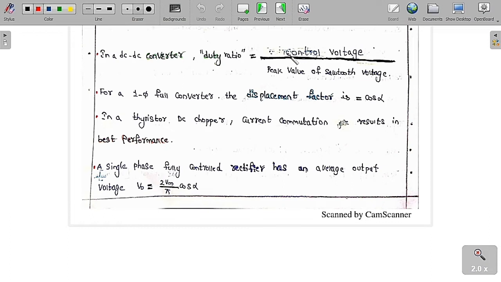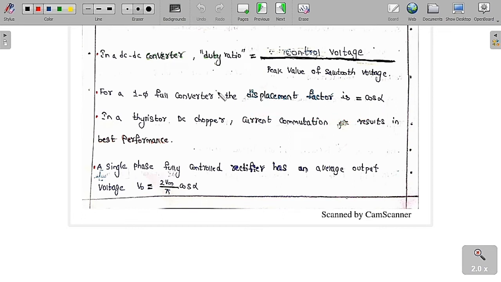So the ratio of control voltage by peak value of sawtooth voltage is called the duty ratio in a DC chopper. In a single phase full converter, the displacement factor is cos alpha.